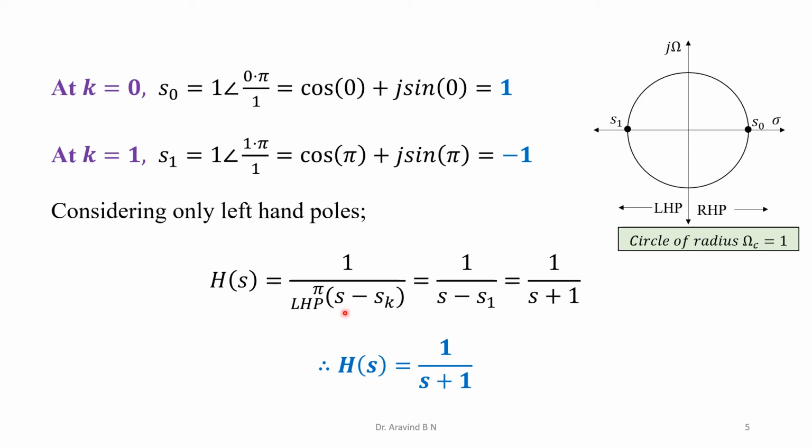Therefore, with respect to this representation, we are going to have s minus S1. S1 is a known value, that is equal to minus 1. Substitute minus 1 over here, that will become 1 divided by s plus 1. Therefore, the normalized Butterworth representation for order 1 is H(s) is equal to 1 divided by s plus 1.